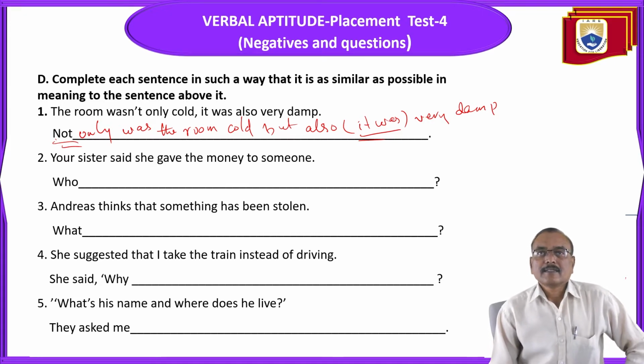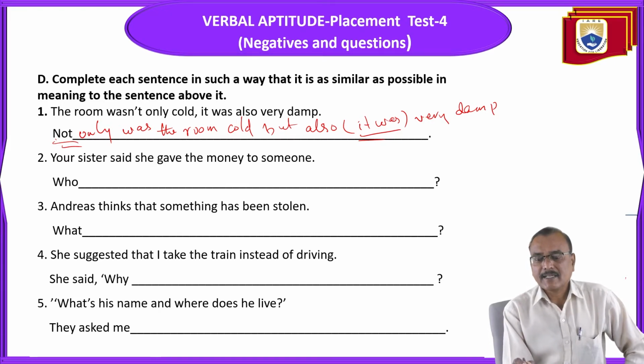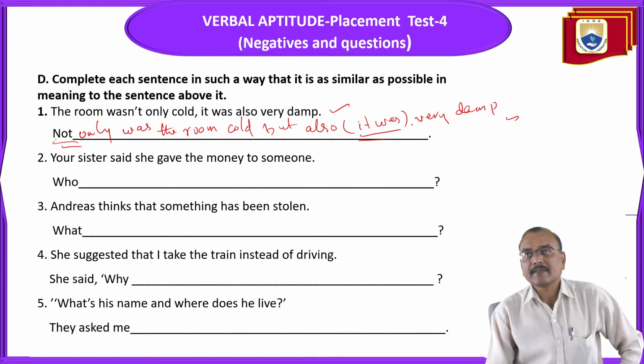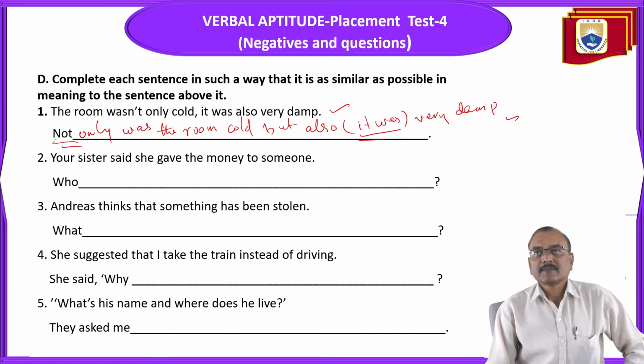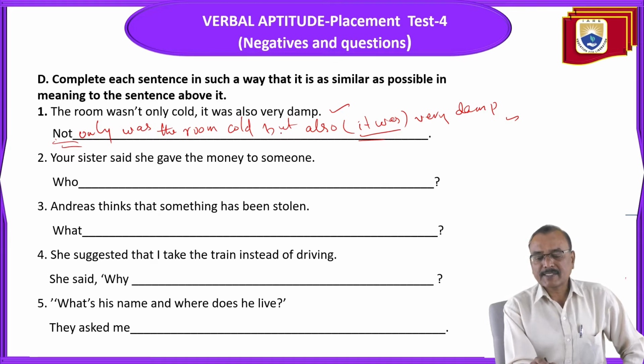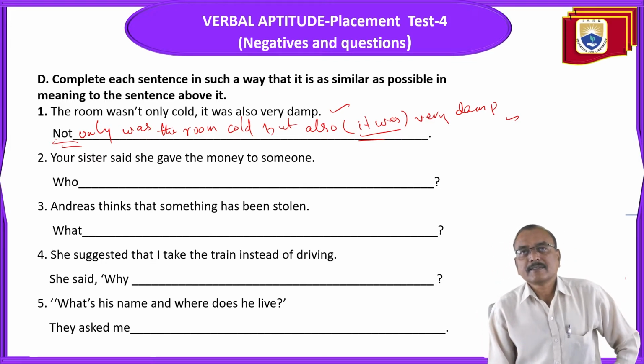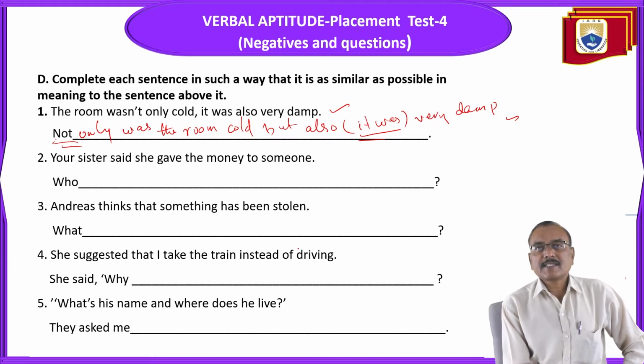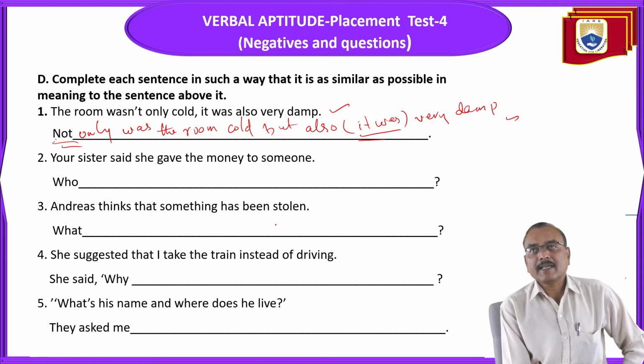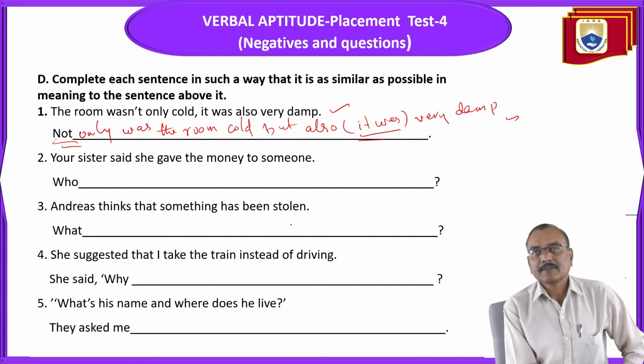Right? So meaning should not be changed here. The meaning of the first sentence and the second, rewritten sentence should be similar. Is it clear? Similarly, the rewritten sentence should also be similar in meaning to the first sentence. Right? Next, your sister said that she gave the money to someone.